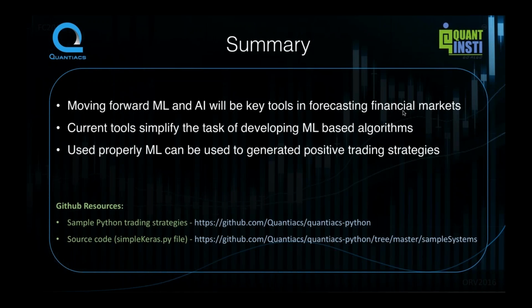So again, summarizing, there's absolutely no doubt that machine learning and artificial intelligence are going to be key tools in forecasting the financial markets. I mean, it's certainly headed that way. I believe about a month ago, BlackRock, one of the biggest investment banks in the United States, said that they were going to sharply cut back the number of analysts they use and use machine learning instead. So now is certainly the time. The tools are absolutely in place to make these algorithms possible. And again, as we have seen, when used properly, they can come up with really great trading strategies.